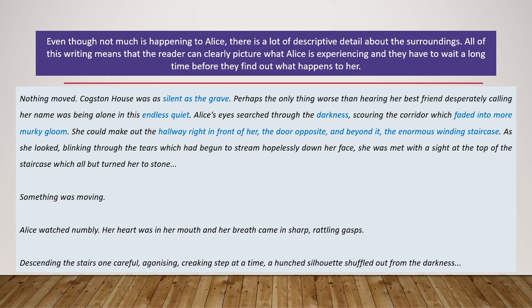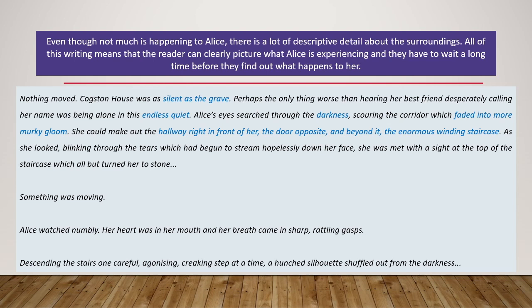Remember, we've looked before at setting descriptions about how we can detail the surroundings, so that would be a good place to start if you haven't already looked at this lesson. So you can see in blue I've highlighted the things that help us describe the surroundings. Silent as a grave, endless quiet, darkness, murky gloom.